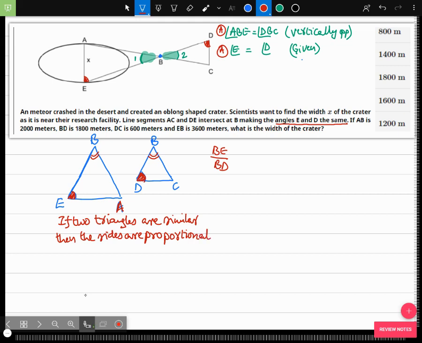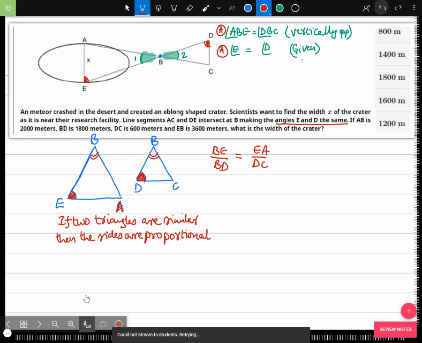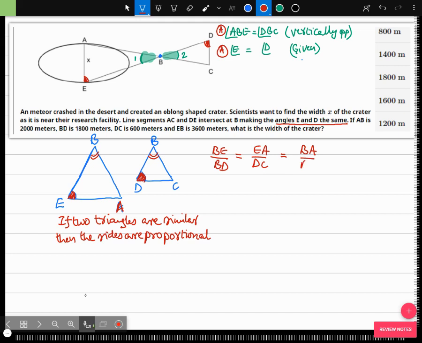So, next side, EA and DC, these are corresponding sides. This is equal to EA over DC. And the third one is BA over BC. Therefore, BA over BC. Now let's plug in these values.